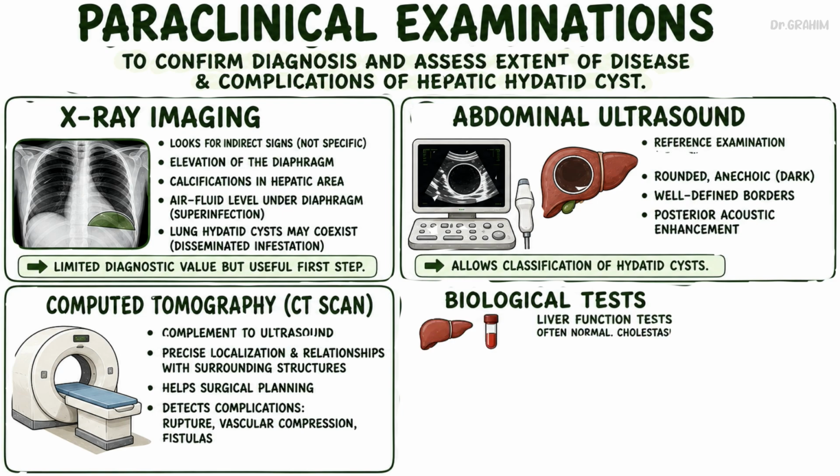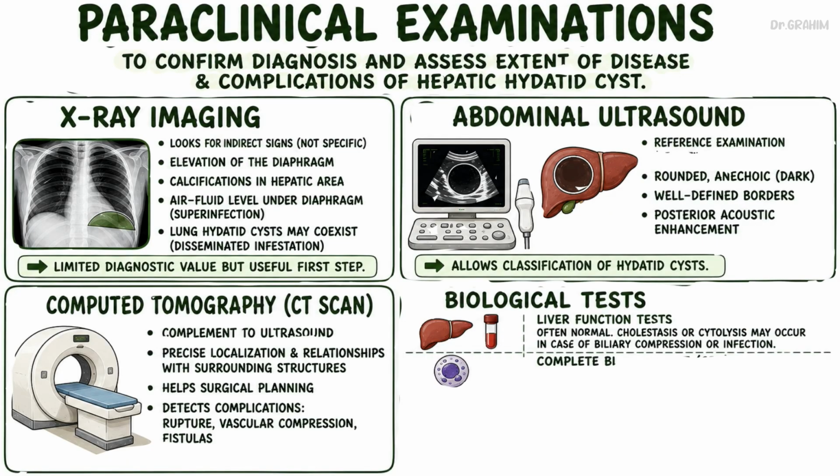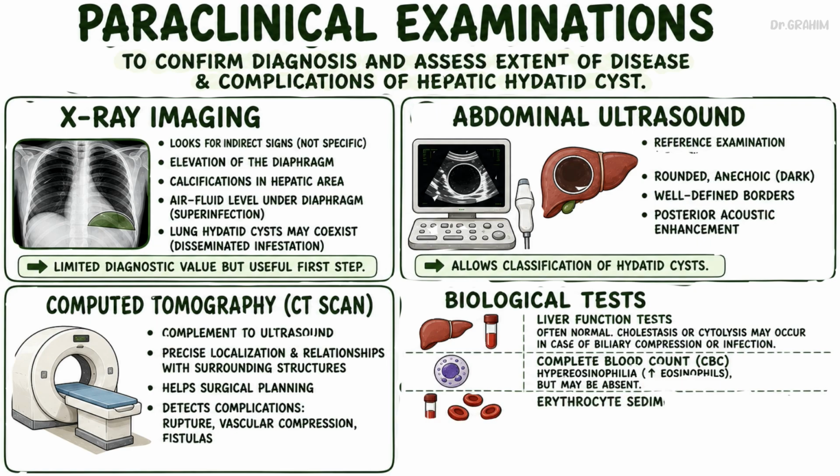Liver function tests are often normal because most hepatic hydatid cysts do not affect liver function. Sometimes, cholestasis or cytolysis may be observed in cases of biliary tract compression or secondary infection. Complete blood count, or CBC, shows hypereosinophilia, meaning an increase in the number of eosinophils, but it may be absent in some cases. The erythrocyte sedimentation rate is usually normal, but becomes elevated in the case of an infected cyst.